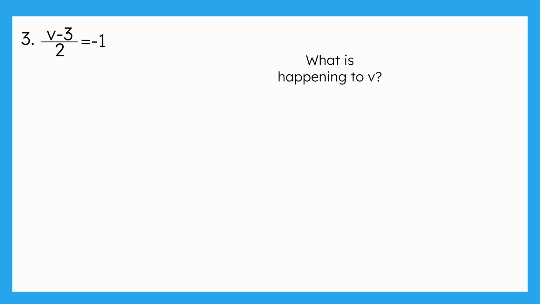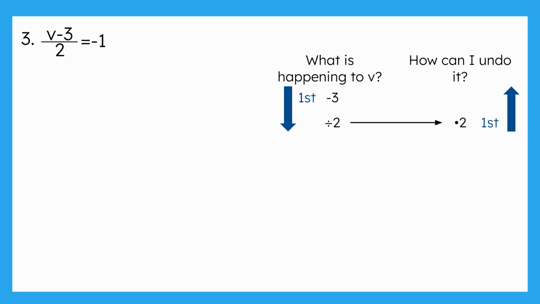Which one is happening to the v first? The order of operations tells us that groupings come first, and the numerator of a fraction is grouped together. So first, it's being subtracted by 3 in the numerator grouping, and then it's being divided by 2. How can we undo both of these operations? When there are multiple things happening to the variable, like we have here, we need to undo them in the reverse order of operations. That means first, we can undo dividing by 2 by multiplying both sides of the equation by 2.